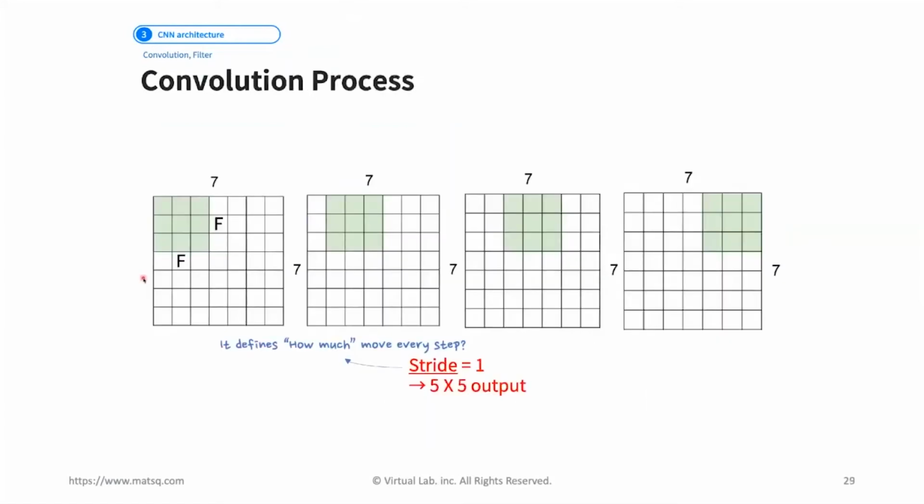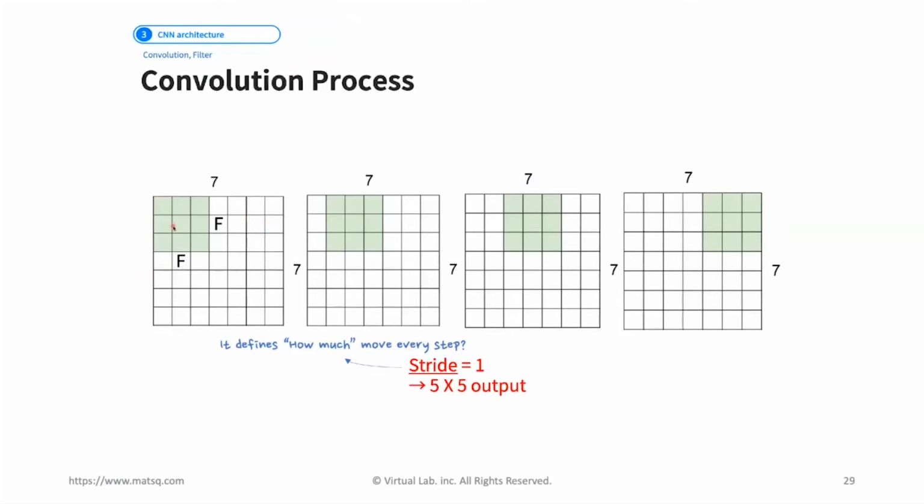So I would like to explain the stride. It's a very important concept in the CNN. Let's assume that there is a 7 by 7 image and an F by F filter here. The filter scans the whole image step by step. This step is called the stride. Stride means how much the filter moves at every step, in this direction or this direction, it doesn't matter.